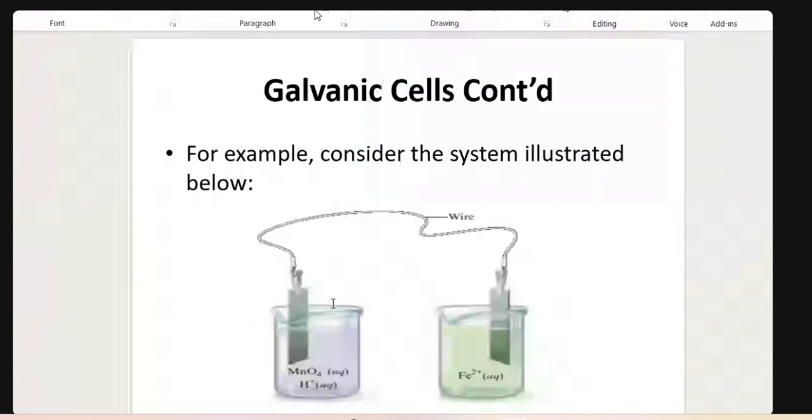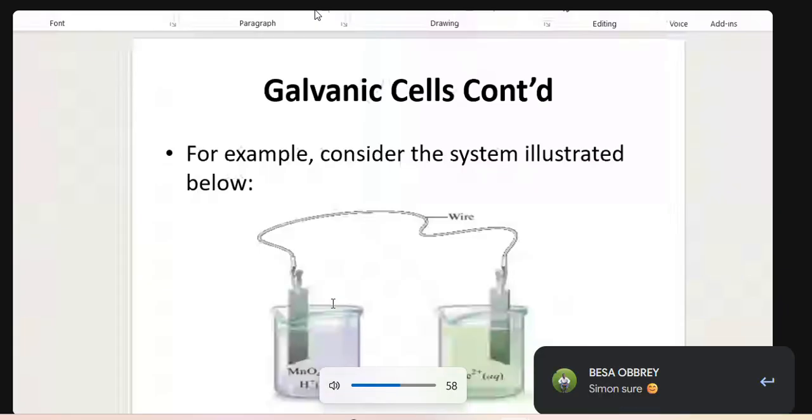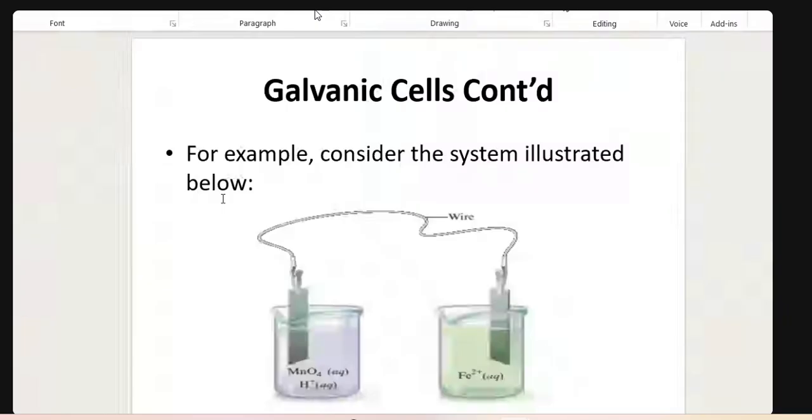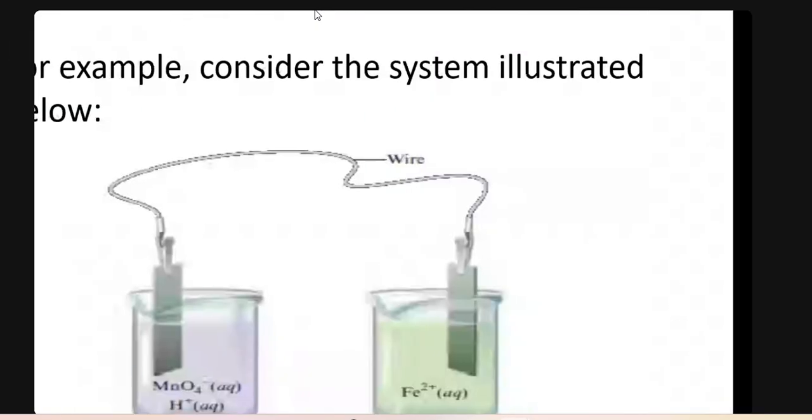and how to balance redox reactions in acidic or basic medium, and also how you can balance redox reactions using the oxidation number and the number of electrons. Okay, so this is a setup of a galvanic cell.